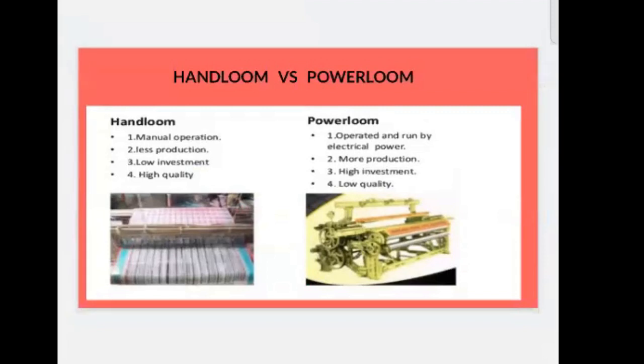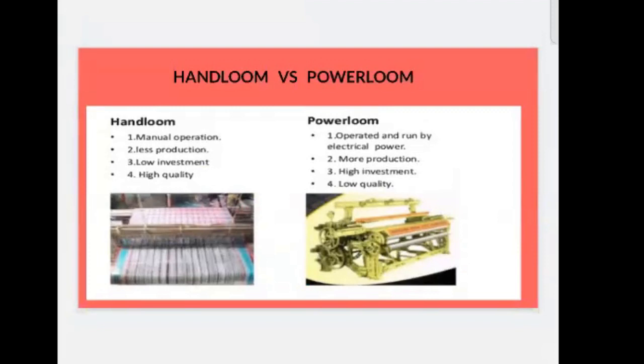Now, loom. What is the meaning of loom? Loom is the machine which is used to make cloth. There are two kinds of looms: one is hand loom and the other is power loom. Hand loom versus power loom. What are the differences between the two?